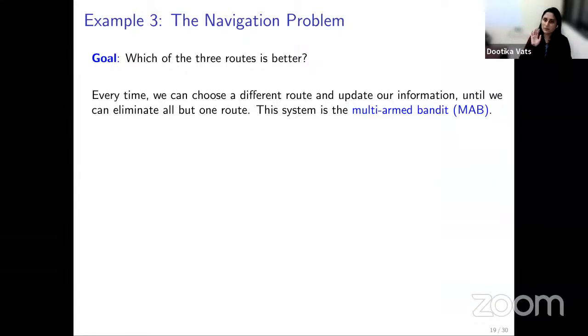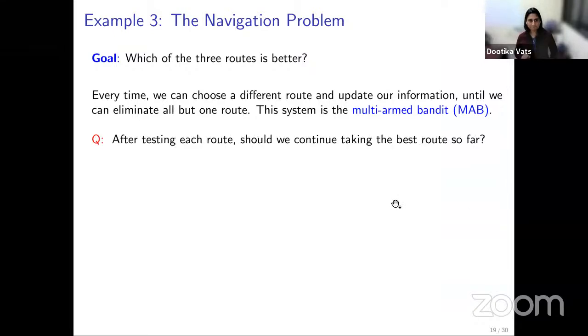This system is called the multi-armed bandit system, or the multi-armed bandit problem. The way the multi-armed bandit problem actually works is the following. Let's say you're actually trying to implement this multi-armed bandit problem. After testing each route, let's say you've tested each route once, you say, okay, very good. Should I continue now taking the best route?